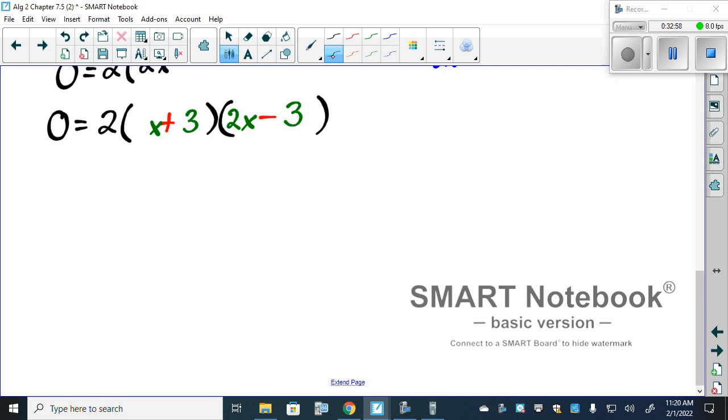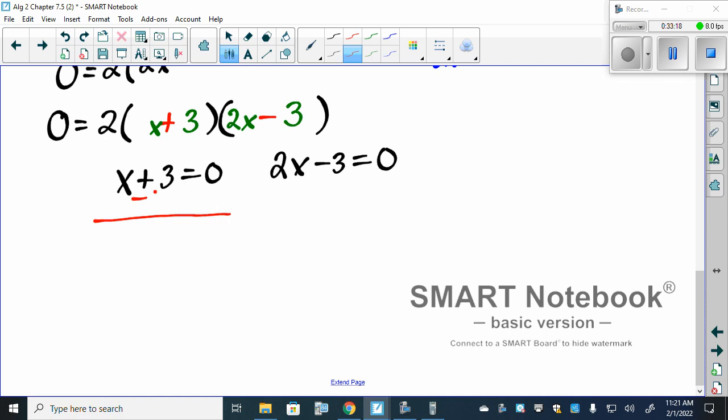Well, we have it factored and we have 2 or more things multiplied together to equal 0, so one of these, either x plus 3 is equal to 0 or 2x minus 3 is 0. And we can solve from here. So for the first one, we can subtract 3 from both sides, telling us x is equal to negative 3. So that's one of our solutions.